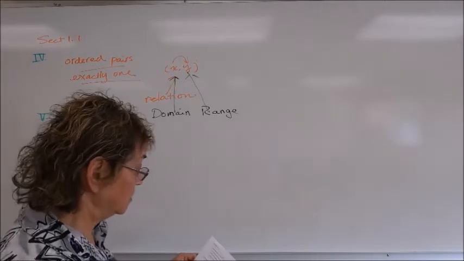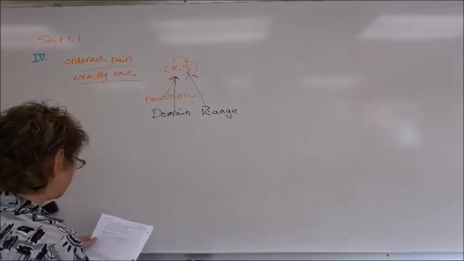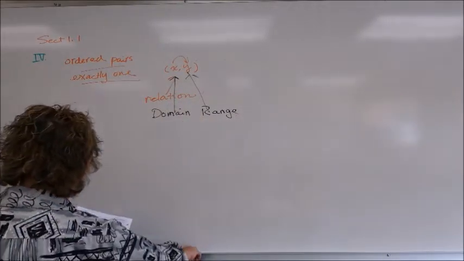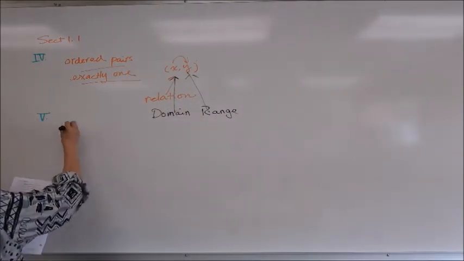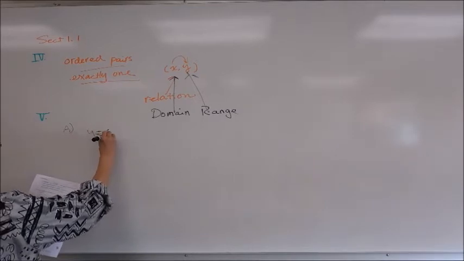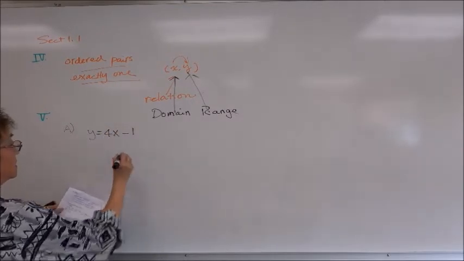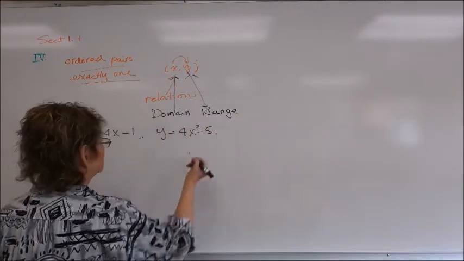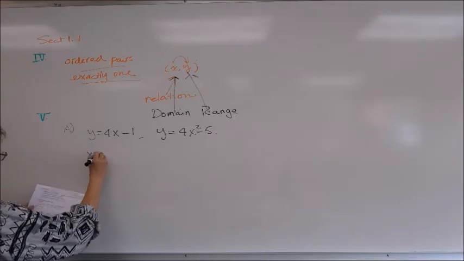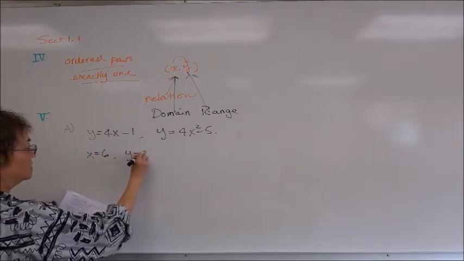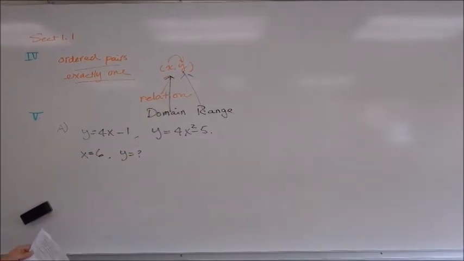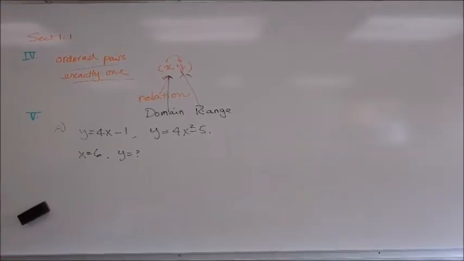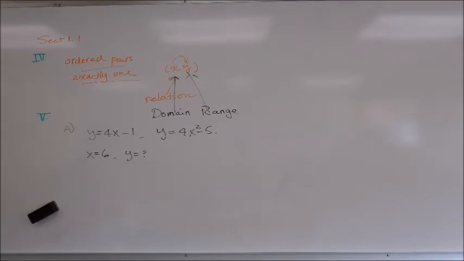Let's see. So let's learn the symbol as well. If I have, say, y equals 4x minus 1, and also y equals 4x squared minus 5. If I say x is 6, what is y? You will ask me, which y do you want, right?